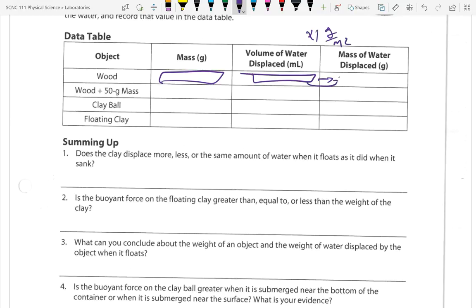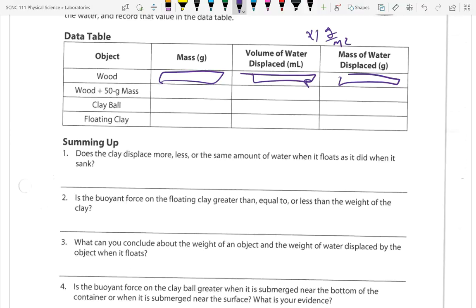So what can you tell me about the numbers that are in these two boxes? If you multiply by 1 to go from one to the other, they're going to be the same. Okay, I want to make sure that's clear. The reason we have the two different boxes is because they're two fundamentally different things. But because water has a density of 1, the volume displaced and the mass of that displaced is going to be the same. So you're filling that in.